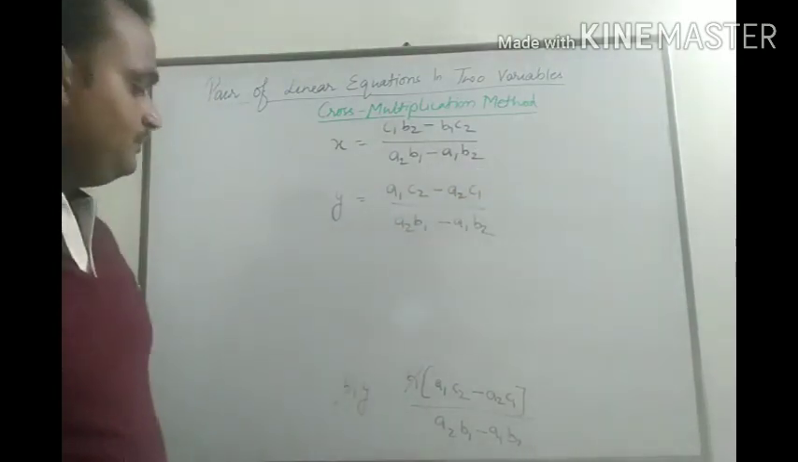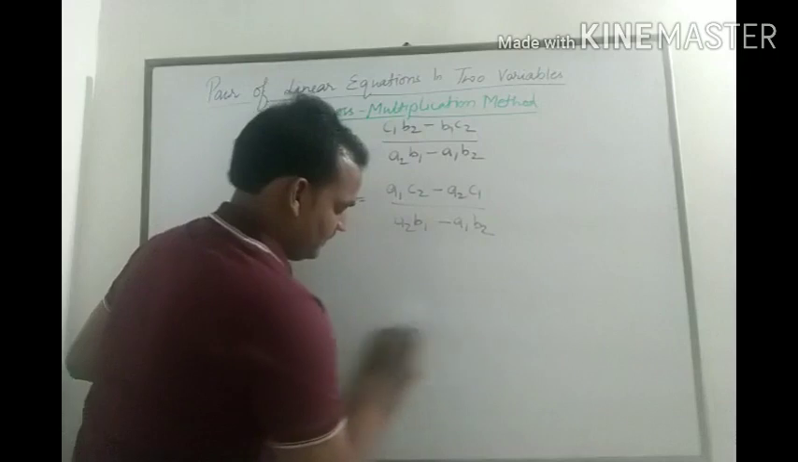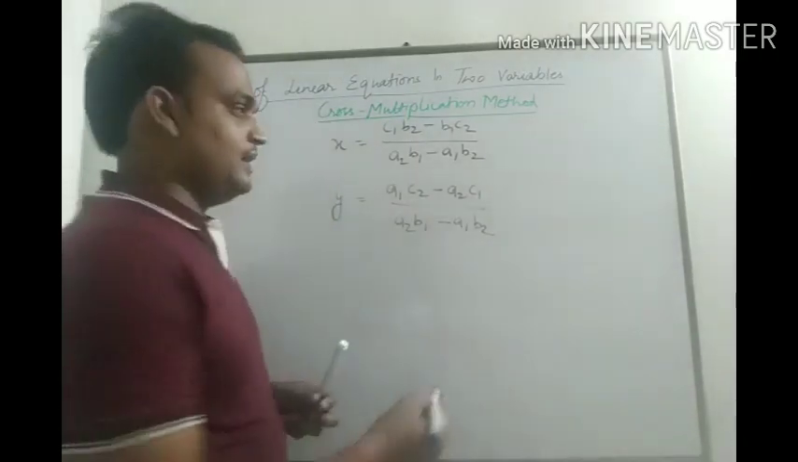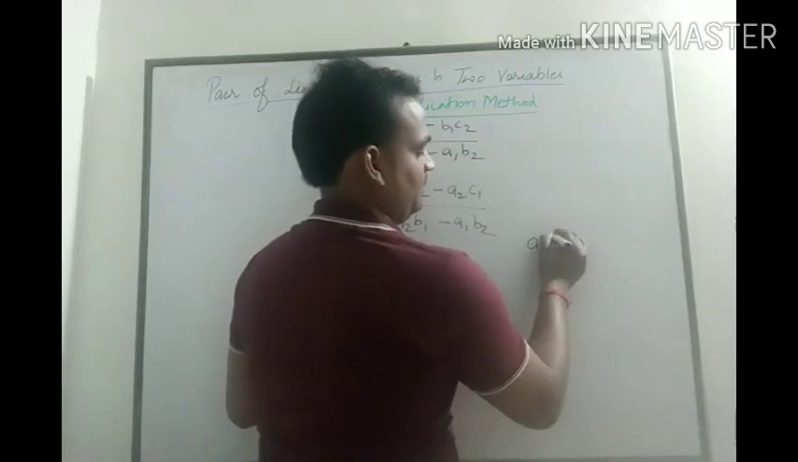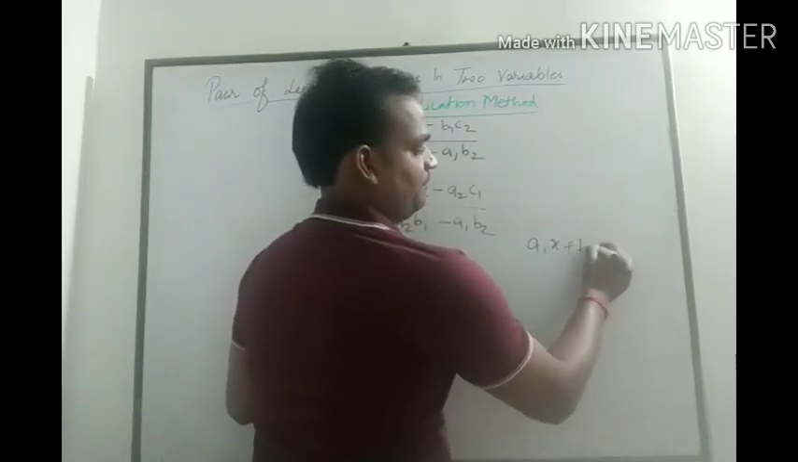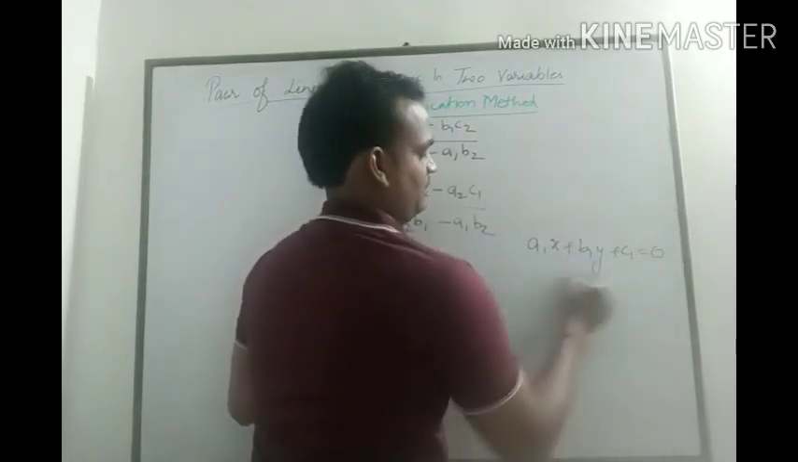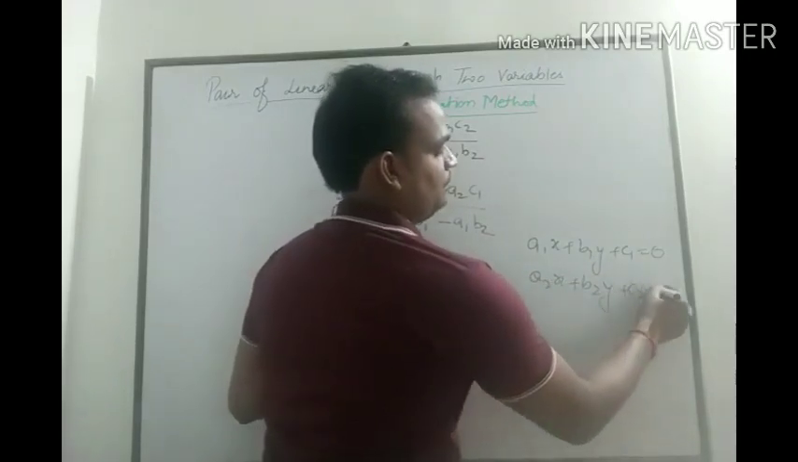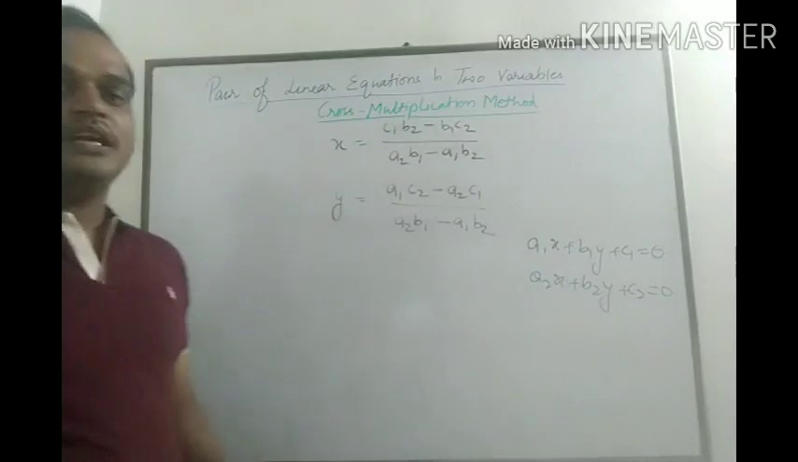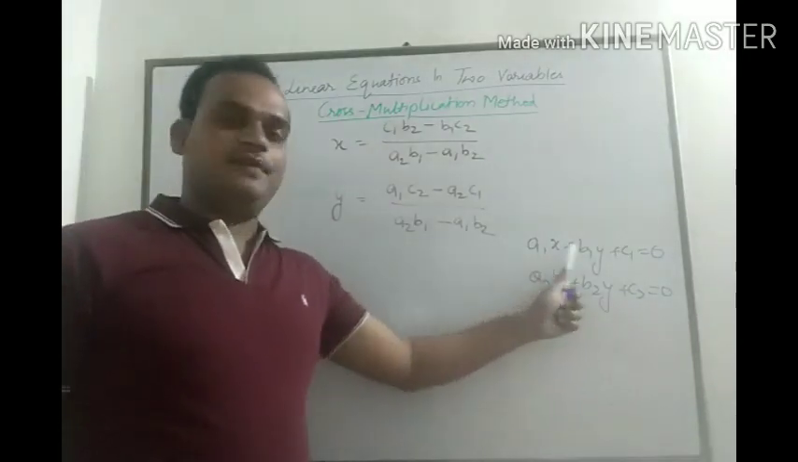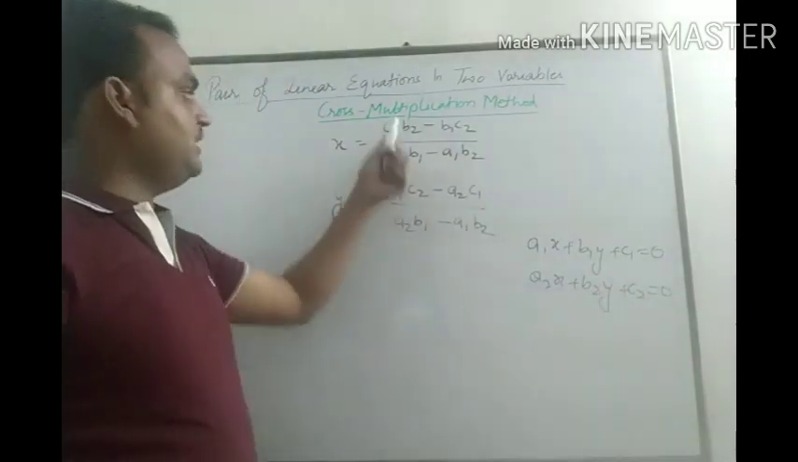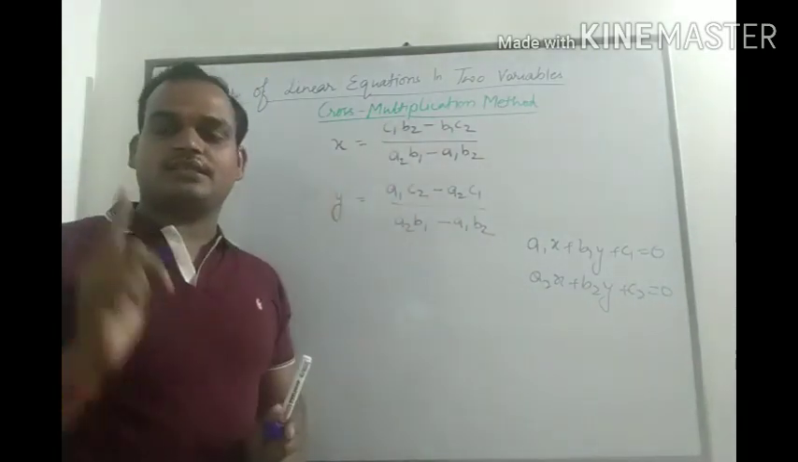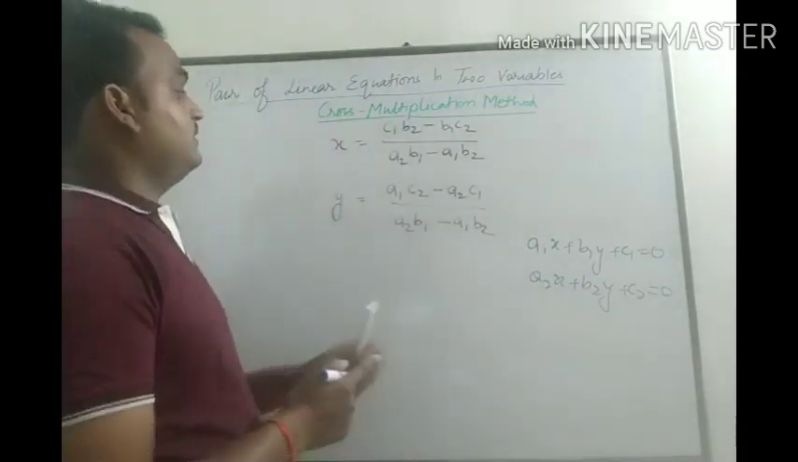So now if we want to find out the solution, we convert our equations in the form a1 x plus b1 y plus c1 equals to 0, a2 x plus b2 y plus c2 equals to 0, and then comparing a1, b1 and c1 values, putting these values here, we can get x and y easily in one step only.